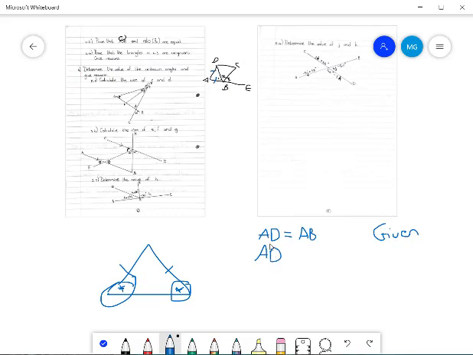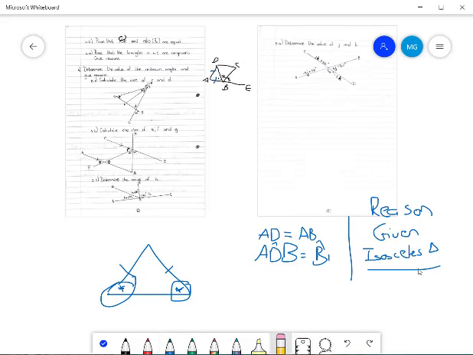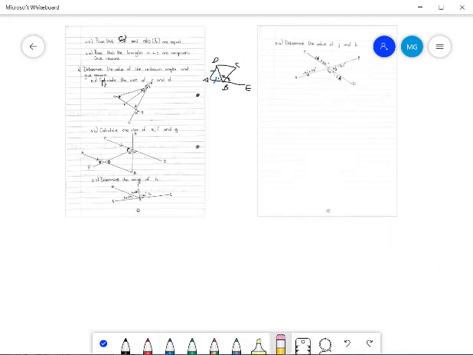angle ADB is equal to, I'm just going to say angle B1, because it is an isosceles triangle. Okay? And we know that with isosceles, the opposite angles of the same sides are equal. So you can just say because it's an isosceles triangle. So this is my reason for why I say this. That's all you need to do there. Let's go to the next one.